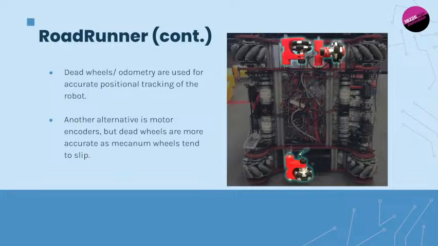So what a lot of teams use is odometry, or dead wheels. They're basically wheels that are sprung, so they're tensioned, and they're used for accurate positioning of the robot. You're going to have a parallel one and a perpendicular one, and it can keep track of the X, Y location. They're more accurate because they're just regular omni wheels, which don't have the weird horizontal wheel, so they're going to slip a lot less.